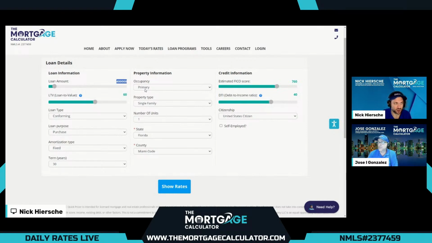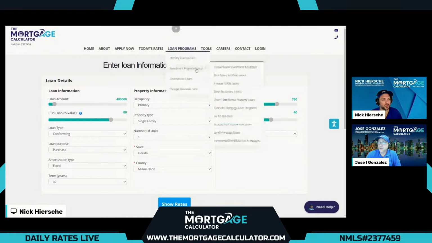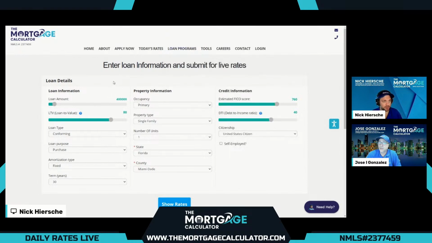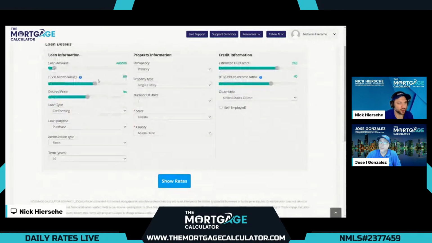So for the demos, as we do every day, we'll set up a basic scenario. We'll set a loan amount of $400,000. We'll set the LTV to 80% loan, 20% down payment. Oh, whoops. Let me reload this page here. There we go. Get my special version, sorry.